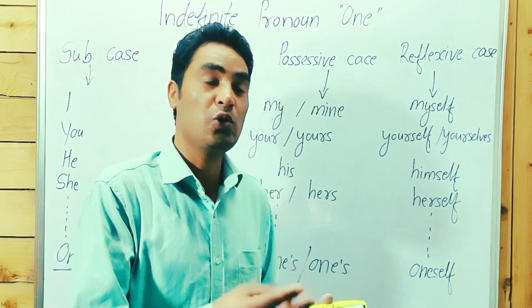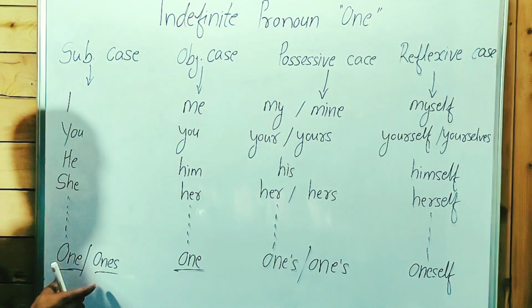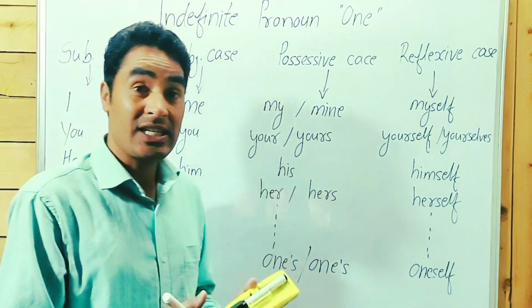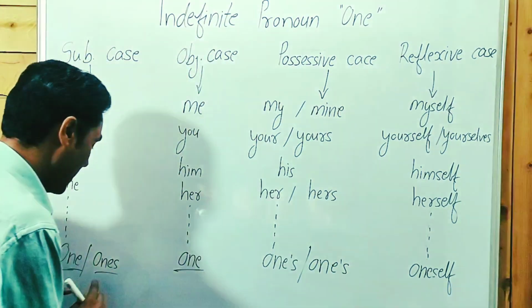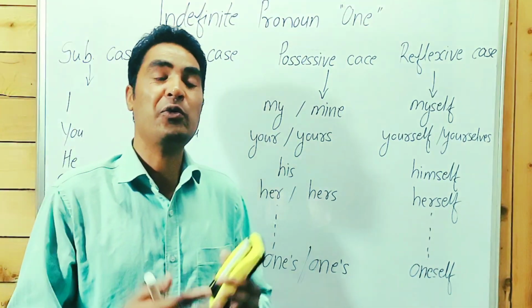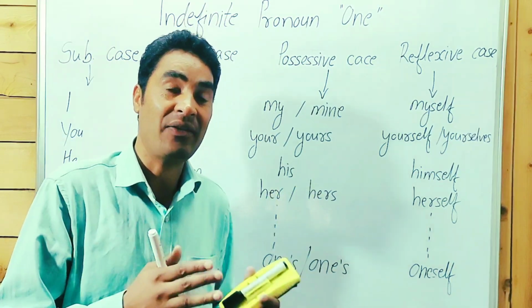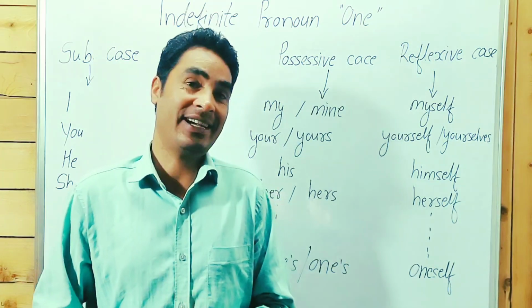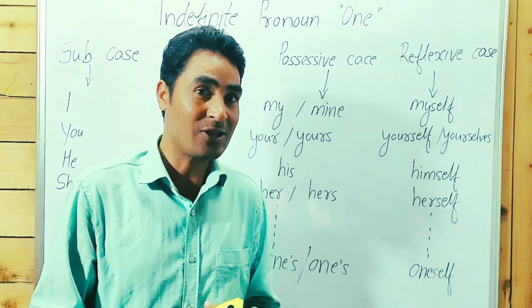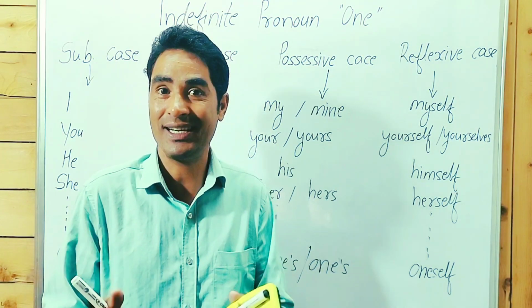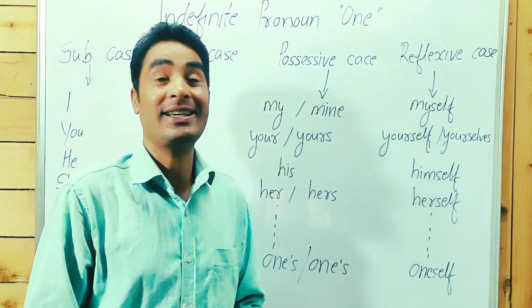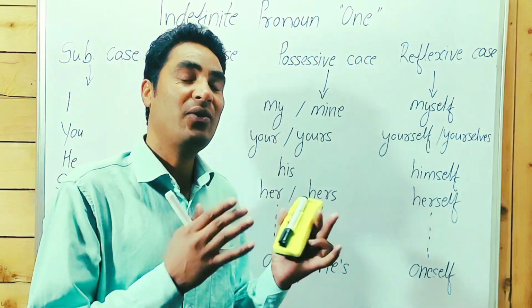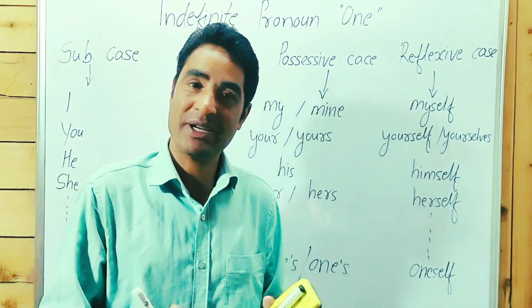One is used as a distributive pronoun as well. I hope you know about distributive pronoun. I explained each and everything. One is used as a distributive pronoun, one is used as an indefinite pronoun, and one is used as a demonstrative pronoun. I hope you know about demonstrative pronoun: this, that, those, these, such, and one. I explained each and everything thoroughly in the demonstrative pronouns video. If you haven't watched that video, please go to the description and watch.